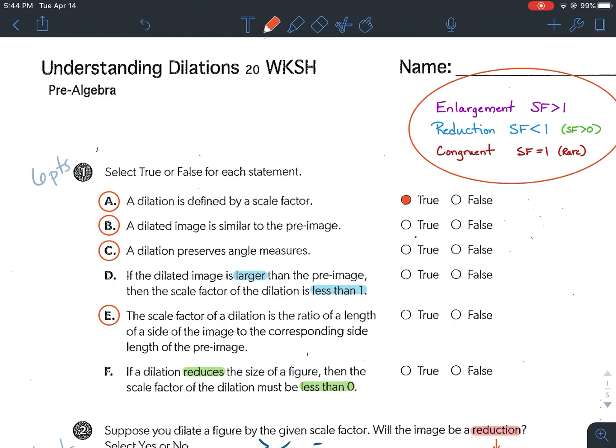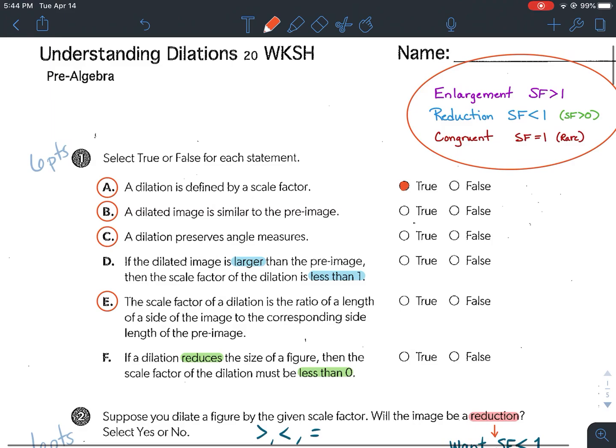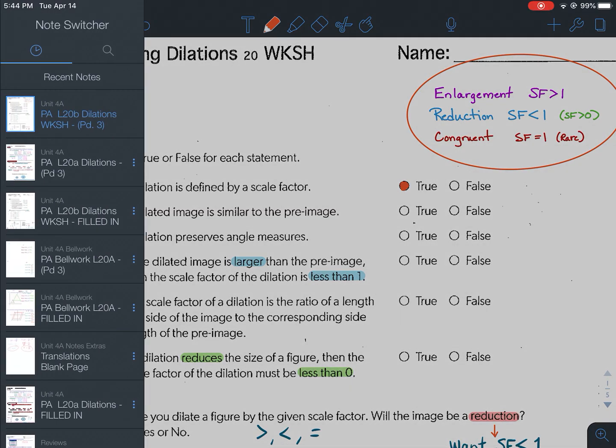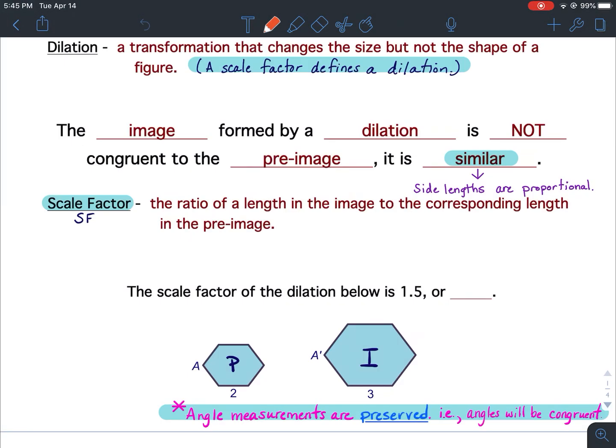Okay, so to answer B, C, and E, you're going to go back to that page. What I would do is I would freeze the video on this page and answer your questions. I pretty much highlighted everything you need to know.